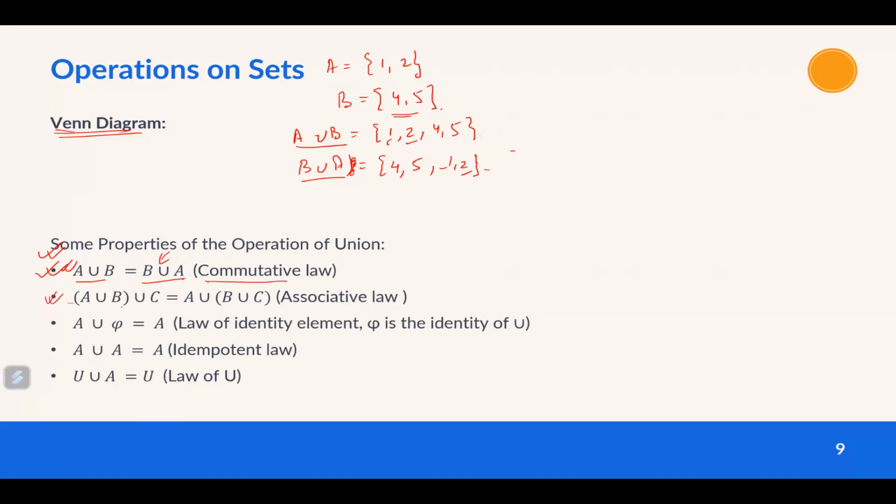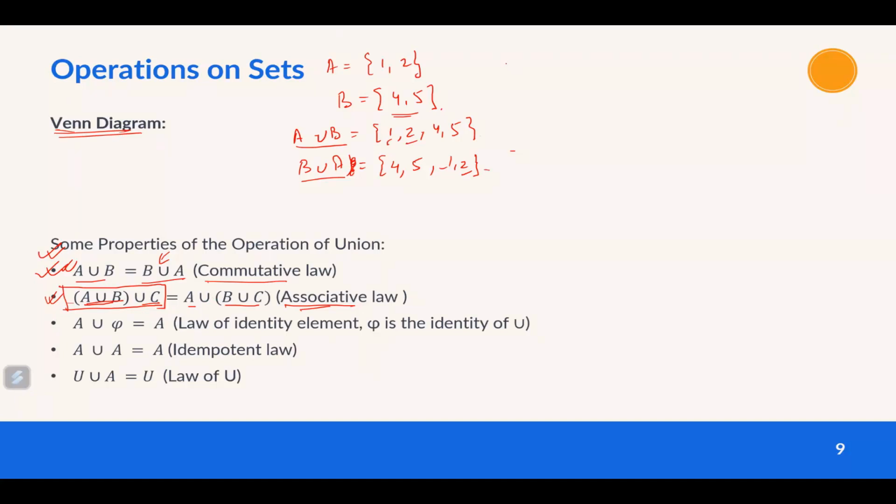Now what does this associative law say? The associative law says that if you perform A union B and then perform union with C, then this entire set, A union B union C, will be the same as if you perform B union C first and then perform union with A. So it doesn't matter in which order you perform the union operation, the set will be the same. You can see this here also.